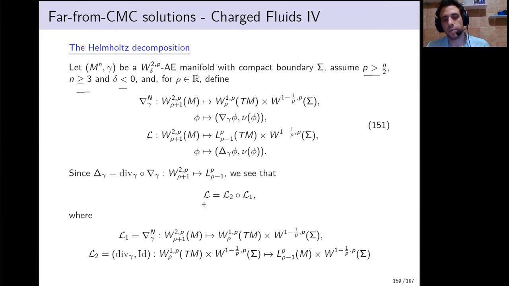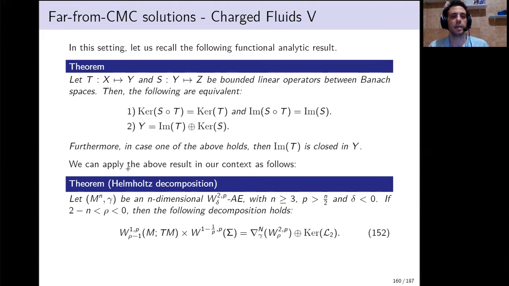And we can rewrite the Laplacian as this composition of these two maps. The first one here, this L1, is this gradient with Neumann conditions that we have already introduced above. And the second one is going to be the divergence with the identity acting on the boundary. Okay. So it's clear that we can rewrite this operator L in this fashion, and the idea is to be able to apply to it this theorem.